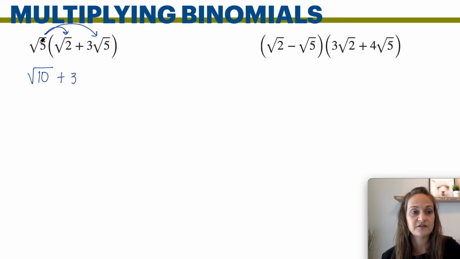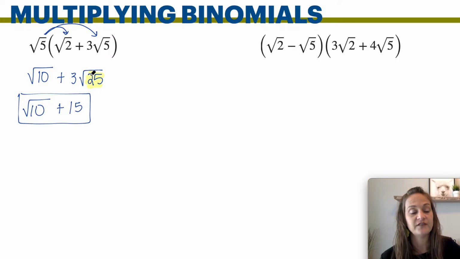you only multiply square roots with square roots. So the 3 stays out front, and square root of 5 times square root of 5 is the square root of 25. Now you would be done, except check to see if anything can be simplified, which it can. The square root of 25 is the number 5. So your answer is the square root of 10 plus 15, because the square root of 25 is 5, and 5 times 3 is 15.